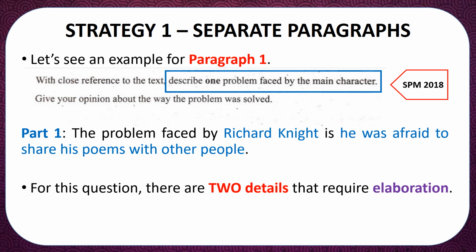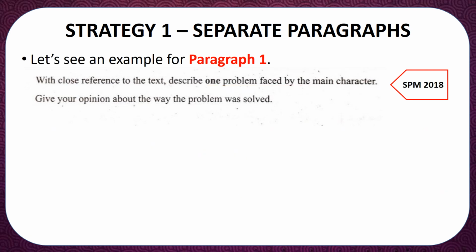And let's see, for this question, there are two details that require elaboration. And what are they? The first one is one problem faced by the main character. So you need to talk about the problem the main character, which is Richard Knight, has faced. And the second part is how the problem was solved. And you see, there is only one solution. So the question only wants you to answer one solution given by Richard to solve his problem. Okay. So for part 1, you give the topic sentence.